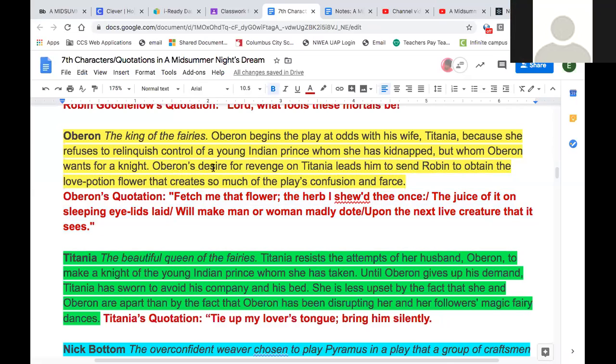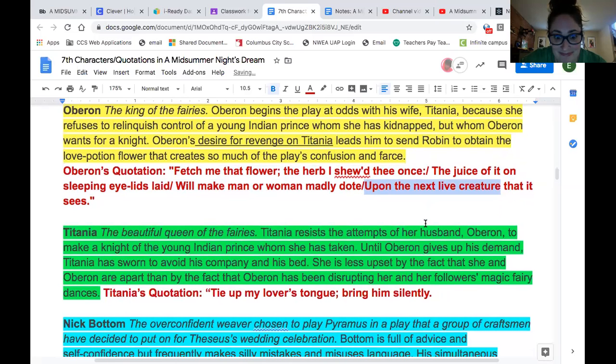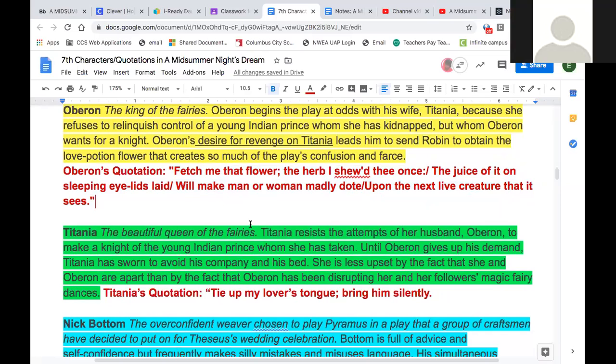Oh please. Everybody's gonna be chasing me. Think about what happens if he has a desire for revenge on Titania. And it's upon the next live creature. Ooh, okay. It could be a dog. Yeah. Get bit in the butt. Okay, so this is the last character we're going to talk about today, because this is a lot going on.